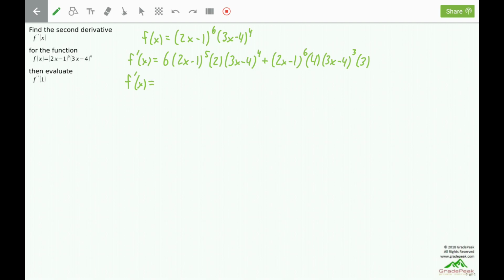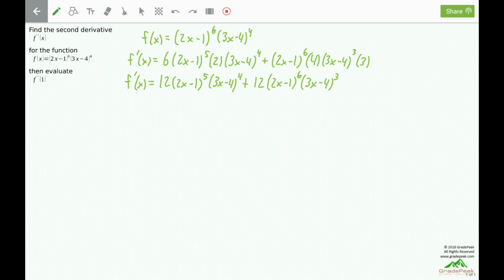So our first term, if I collect the constants together, I have a 6 and a 2, 12, (2x minus 1) to the 5th power, and (3x minus 4) to the 4th power, plus the second one, I have a 4 and a 3, so also a 12, and I have a (2x minus 1) to the 6th and a (3x minus 4) to the 3.